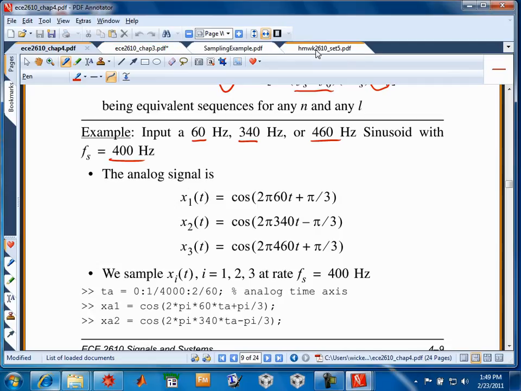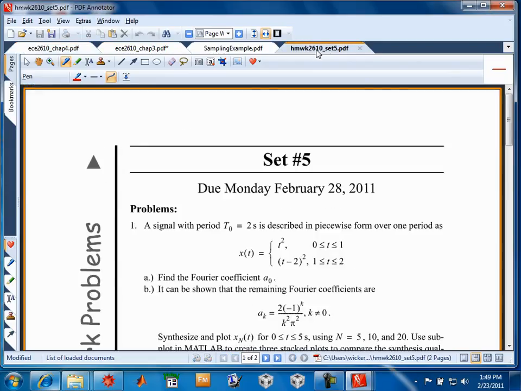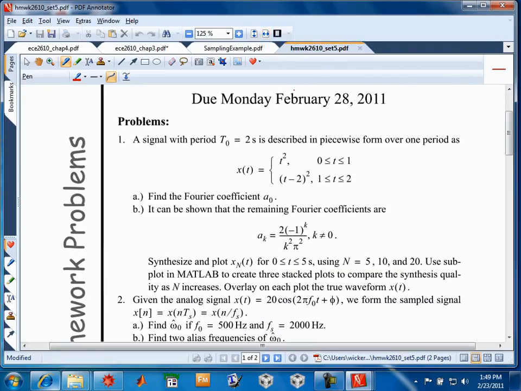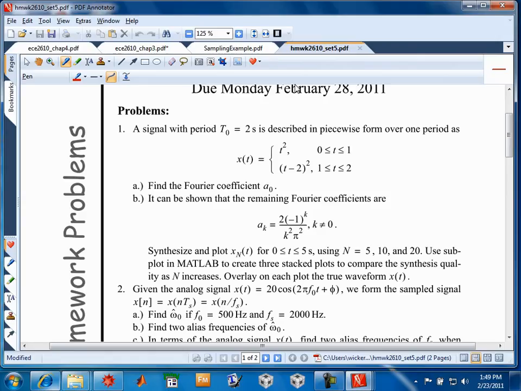Okay, before we continue in sampling theory and revisit some things from last time, I want to take a closer look at problem number 1 again. I had a question a little before lecture about what x of n is and what we're supposed to be doing with this problem.